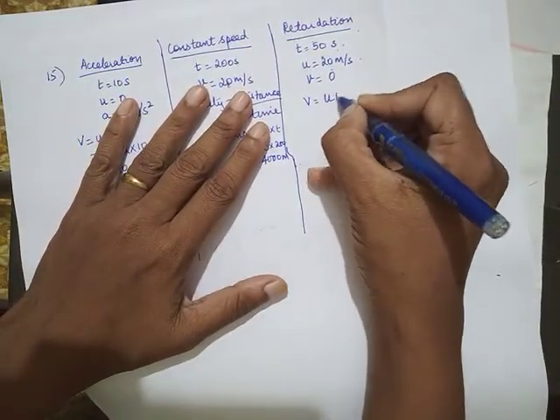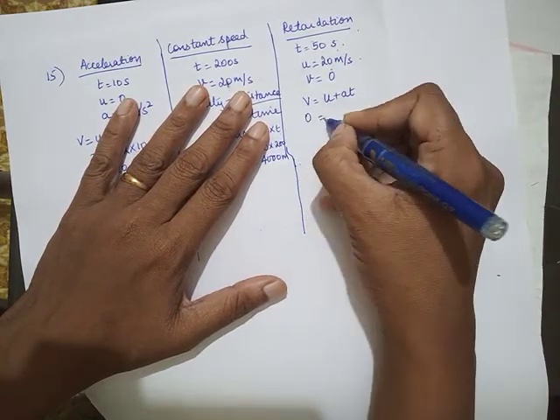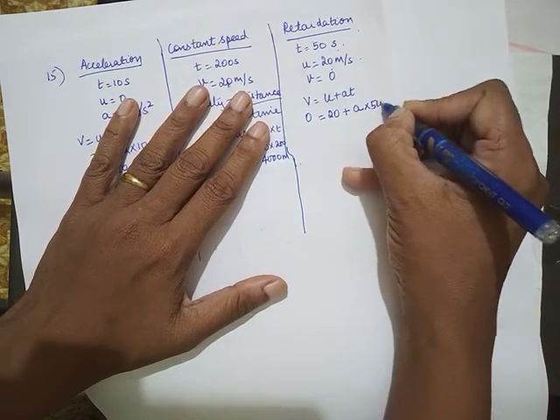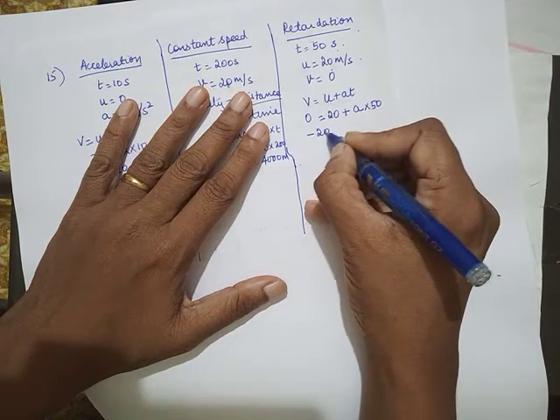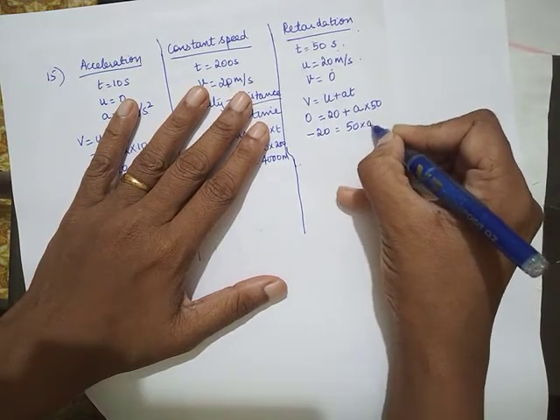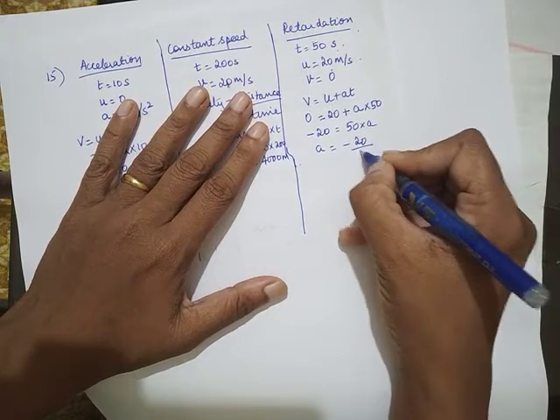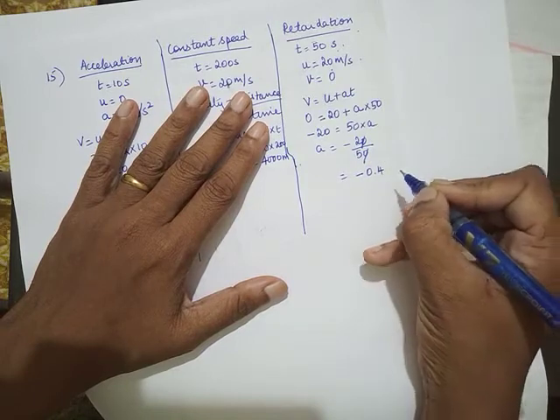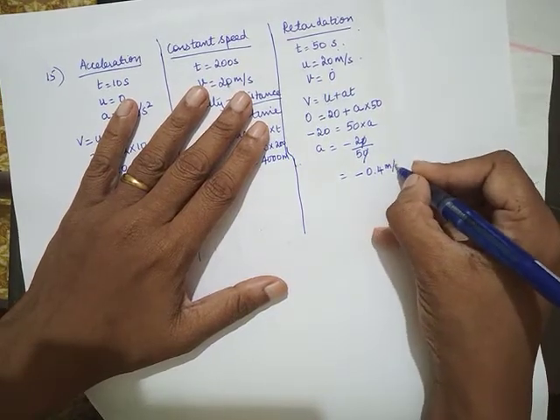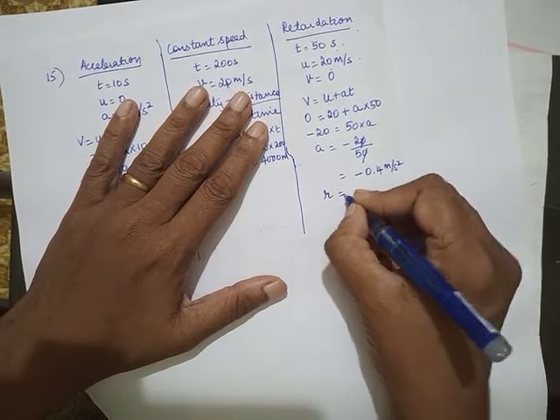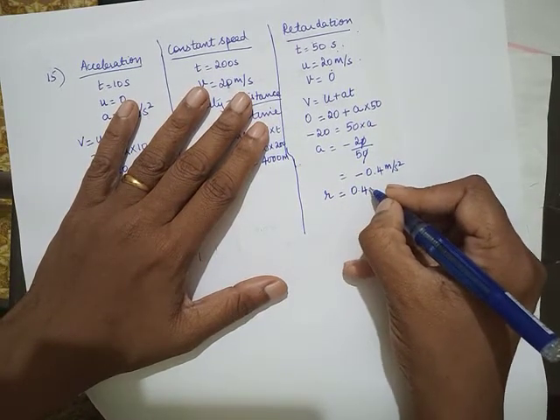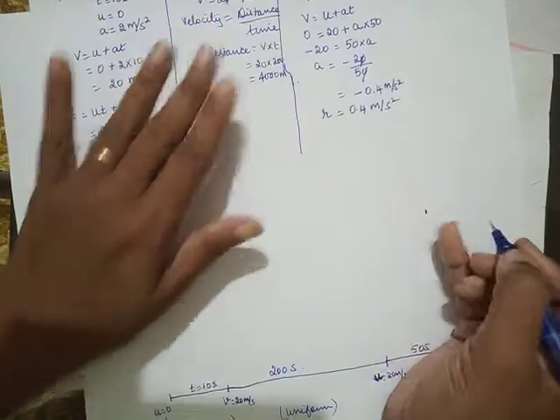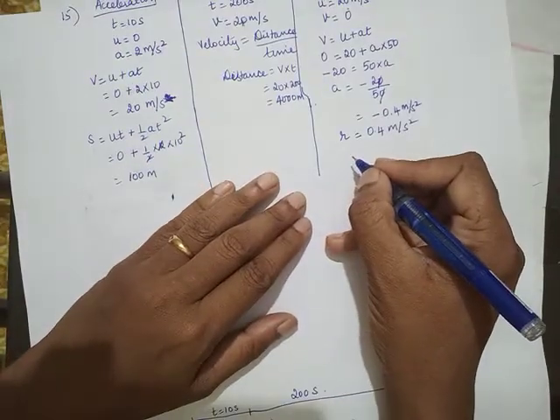So V is equal to U plus at. V is 0, U is 20, A we have to find, T is 50. Bring this side, it will become minus 20 is equal to 50 into A, or A is equal to minus 20 by 50, or minus 2 by 5, minus 0.4 meter per second square. But they've asked you to find the retardation, so you will write retardation is plus 0.4 meter per second square. Is it clear, children?